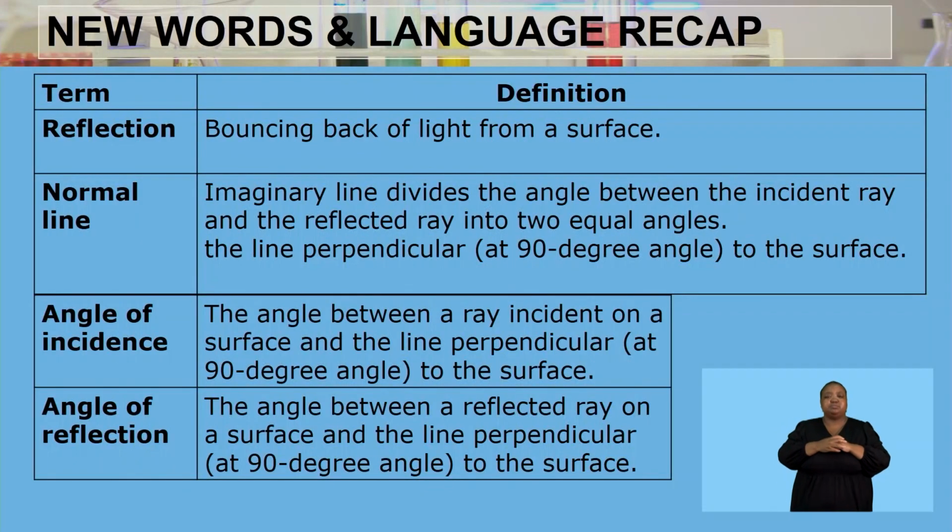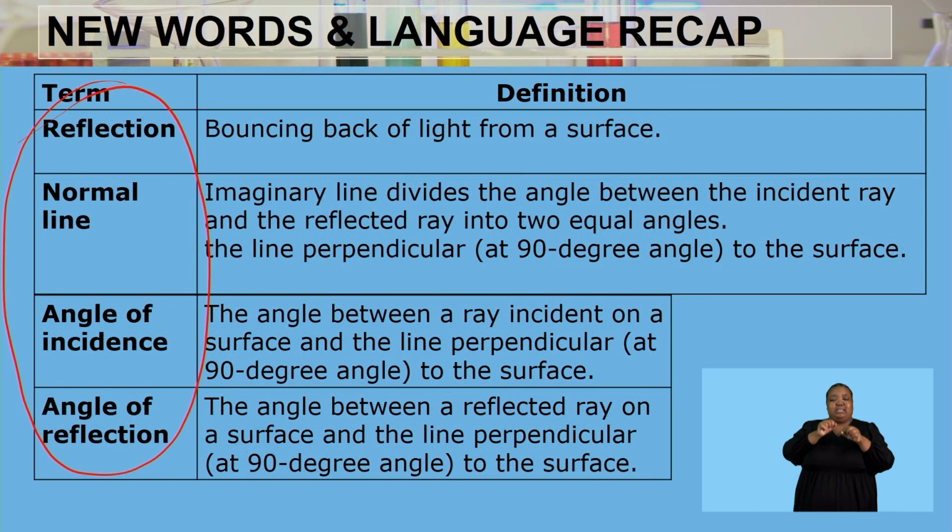On top of that, we further used words to better explain everything we talked about: the normal line, the angle of incidence, and the angle of reflection. The reflection is the bouncing back of light from a surface. The normal line is an imaginary line that divides the angle between the incident ray and the reflected ray into 2 equal angles.